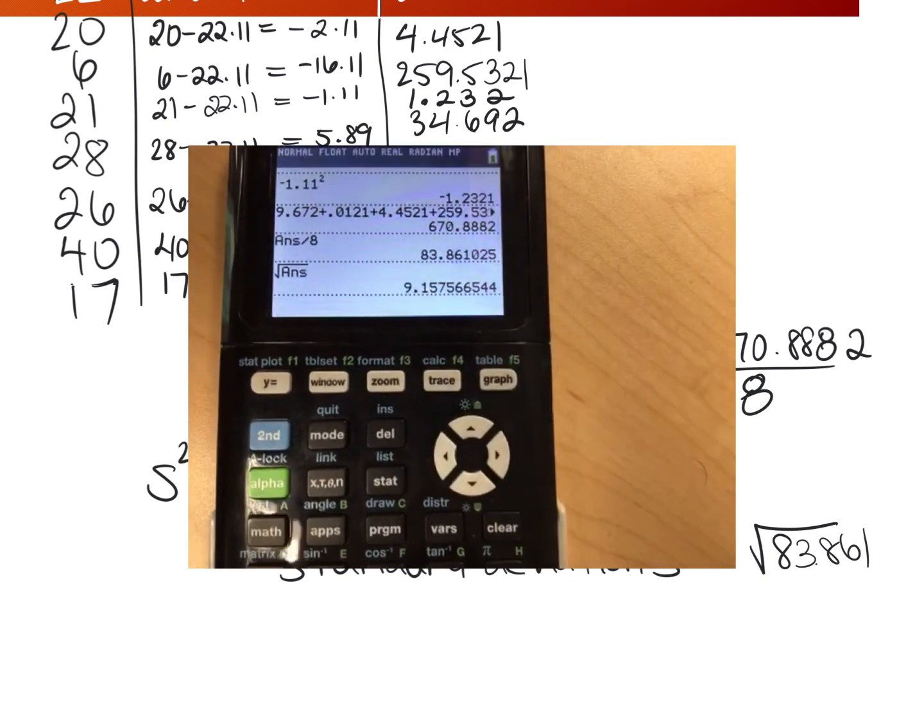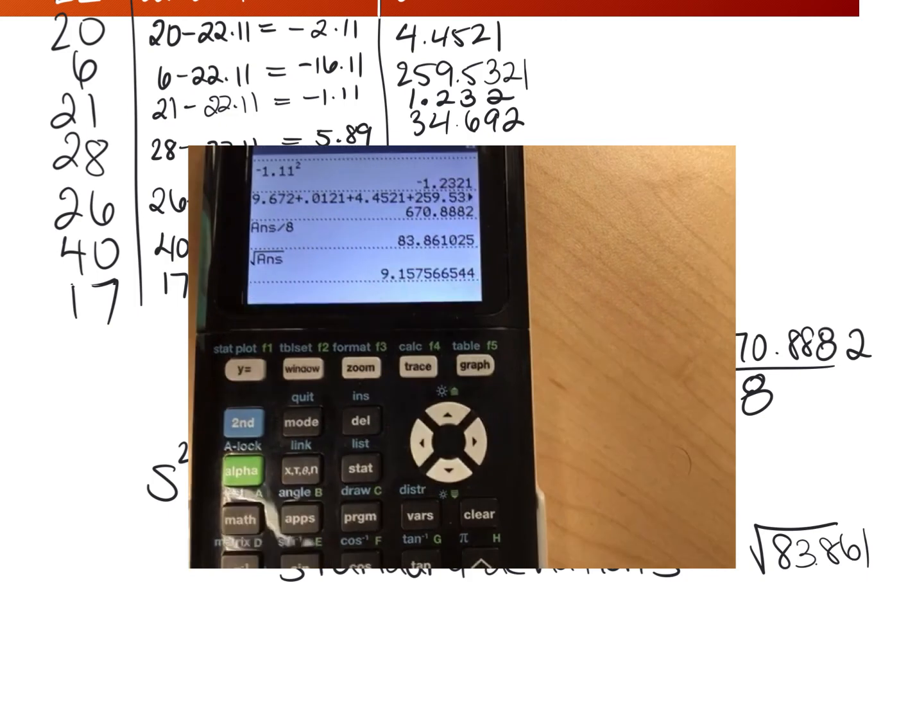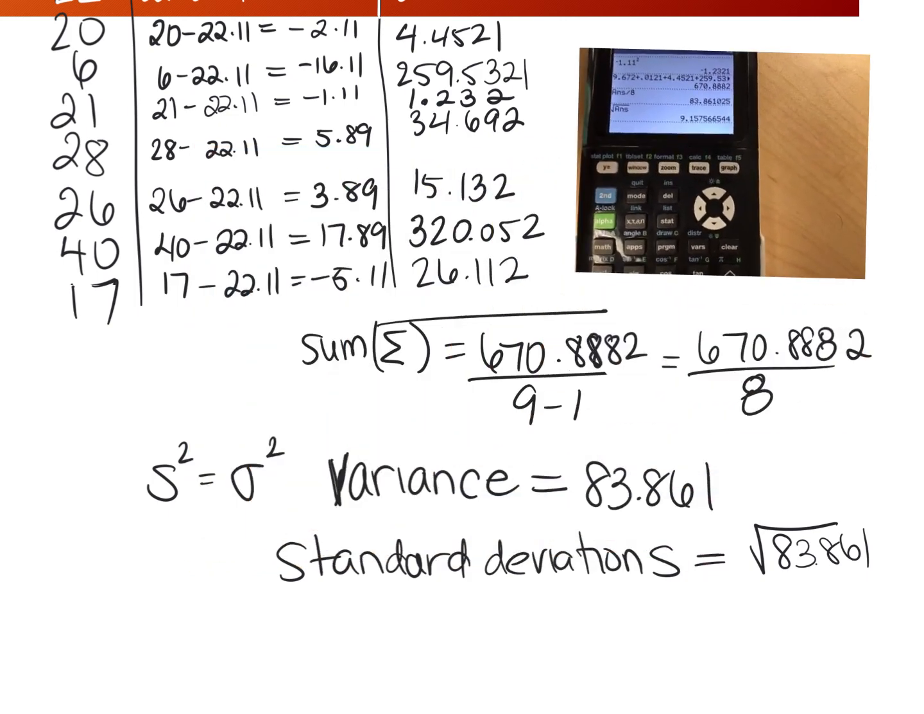So my standard deviation Sx is 9.158, 3 numbers behind the decimal point. Sorry, why am I messing up my numbers today? 9.158.